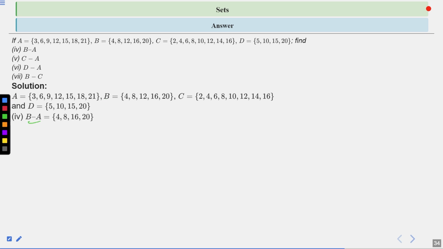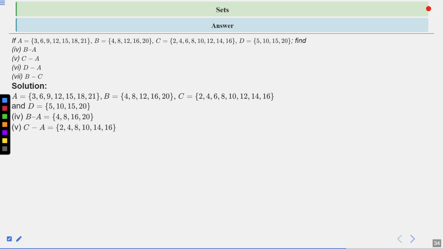B minus A, simply write down the complete set B, eliminate the elements which belong to A. So 4, 8, 12, 16, 20. Eliminate all the elements which belong to set A. So 4 belongs to A, no. 8, no. 12, yes, so eliminate 12. 16, no. 20, no. So you are only left with these 4 elements, and the collection of these 4 elements will be your B minus A set.